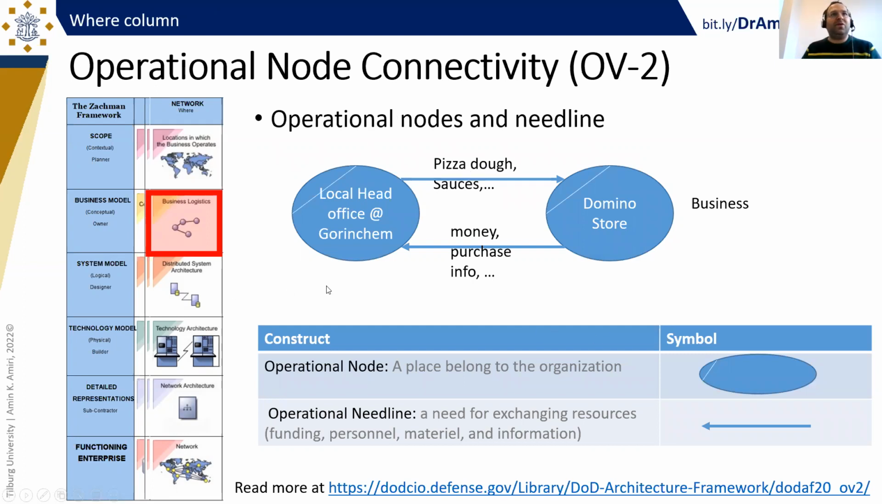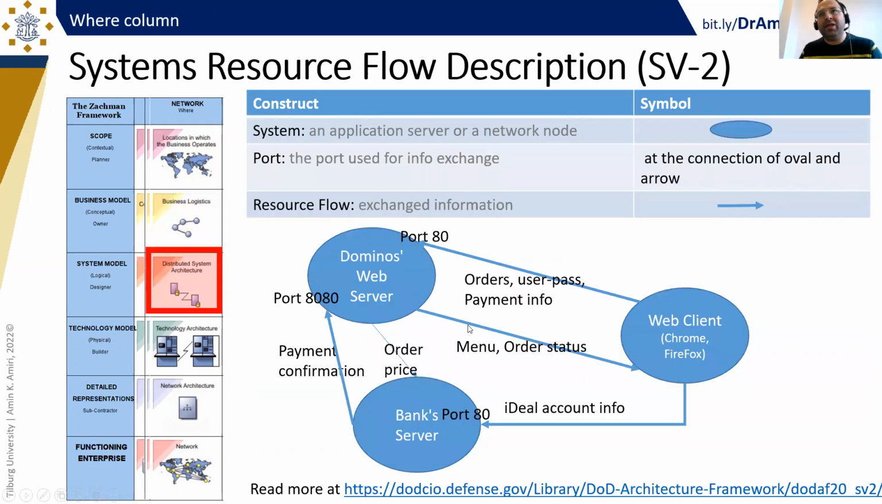But at the system view, you would see that we only have information. At the information system, you would see that we have a client. So we have a Domino web server, and we have a bank server, for example. The web client sends iDEAL account info to the bank server. The bank server sends payment confirmation to the Domino's web server. Domino web server can send menus, order status, and stuff to the client. But the web client, like Chrome or the app of Domino, will send order, user pass, and payment info.